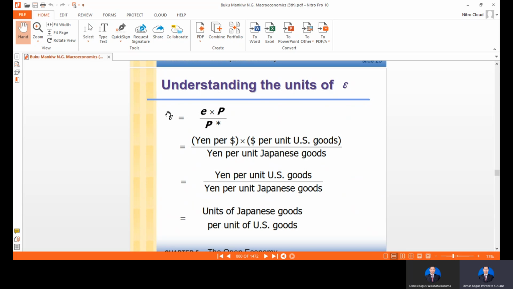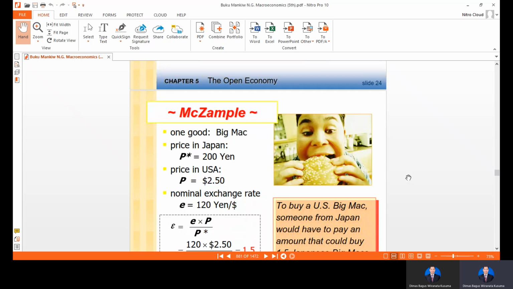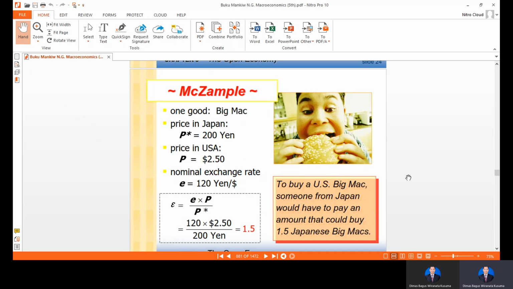Okay, here is the formula. Epsilon, the real exchange rate, equals the nominal exchange rate times P, the domestic price, over the foreign price. And here is the example. The good is a Big Mac. The price in Japan is 200 yen. The price in the US is $2.5. The nominal exchange rate is 120 yen per US dollar.